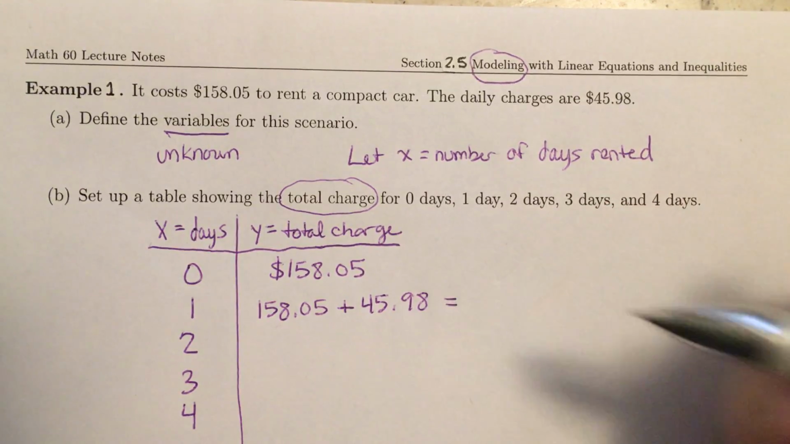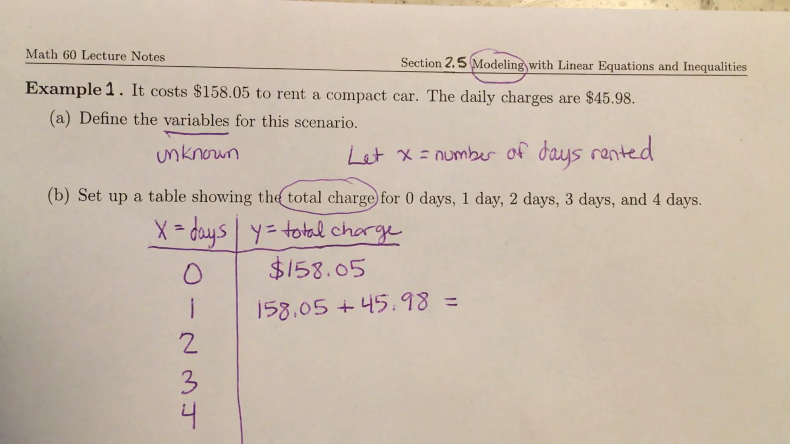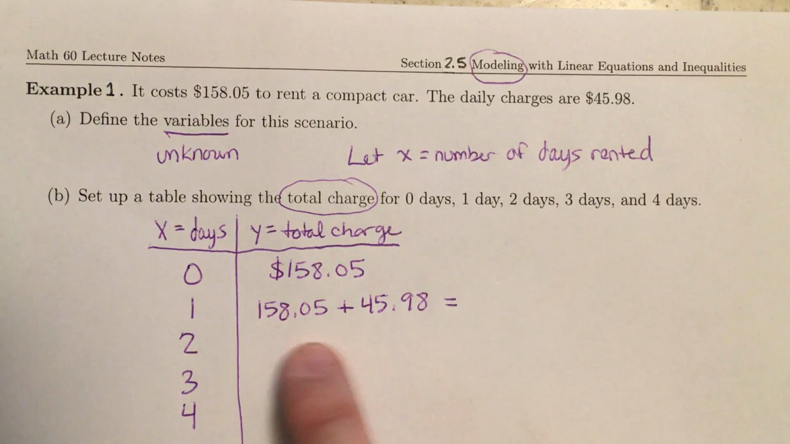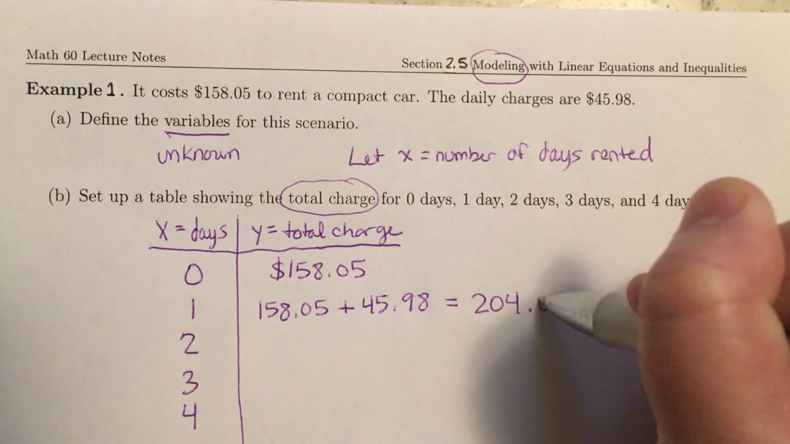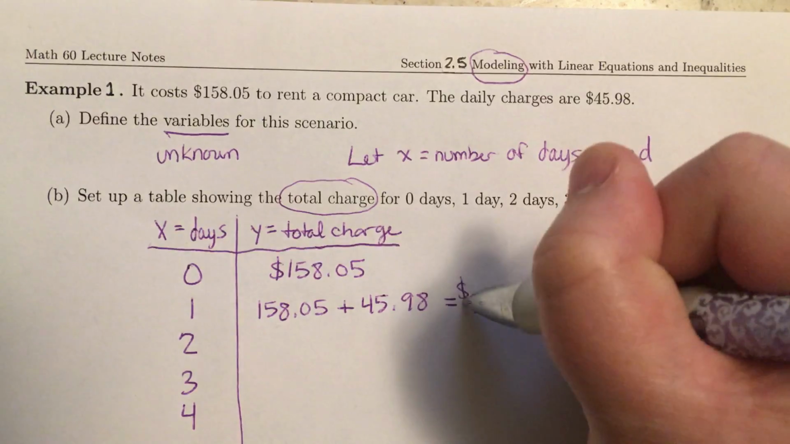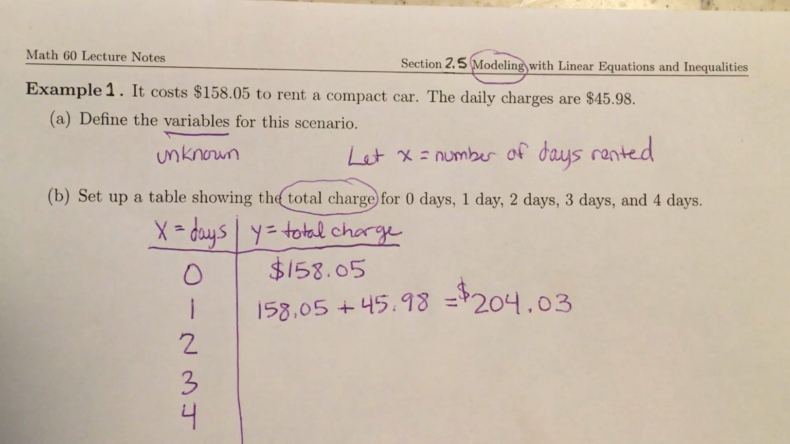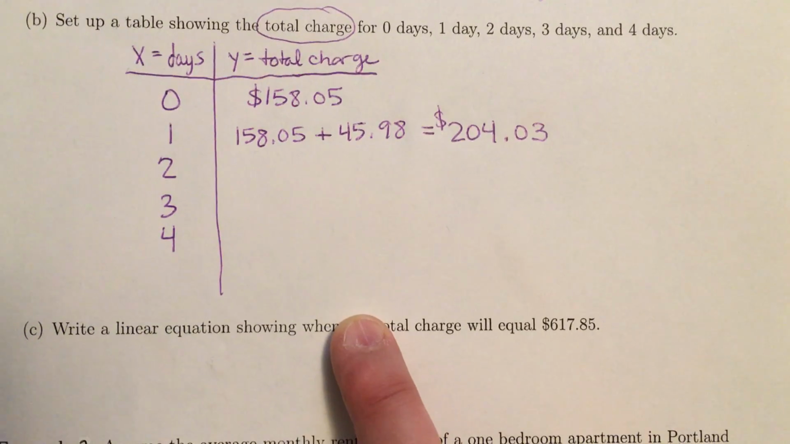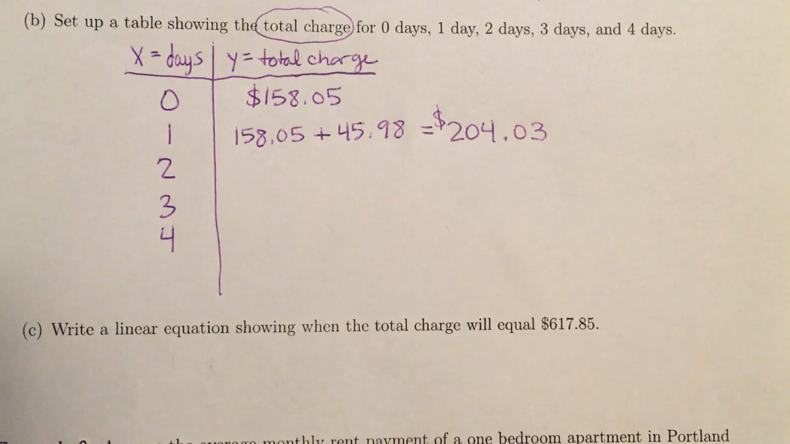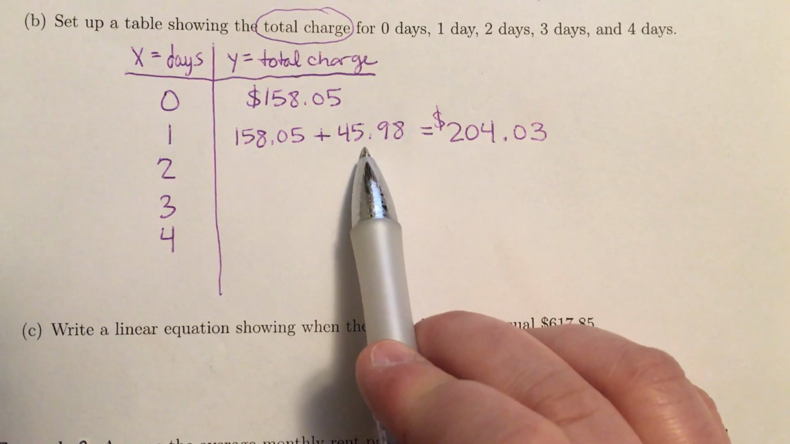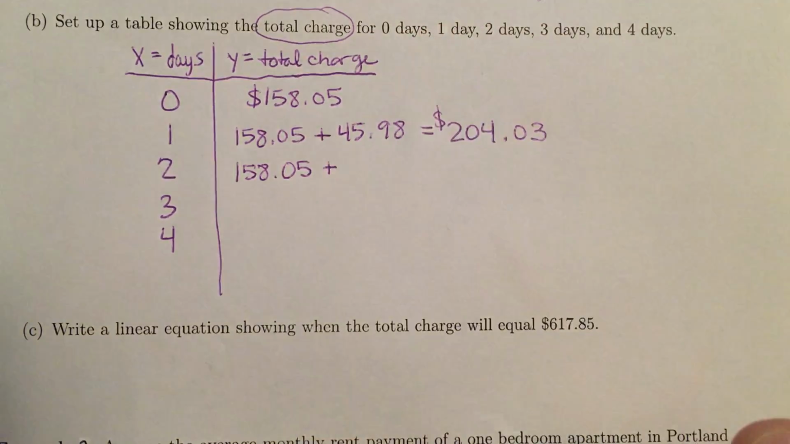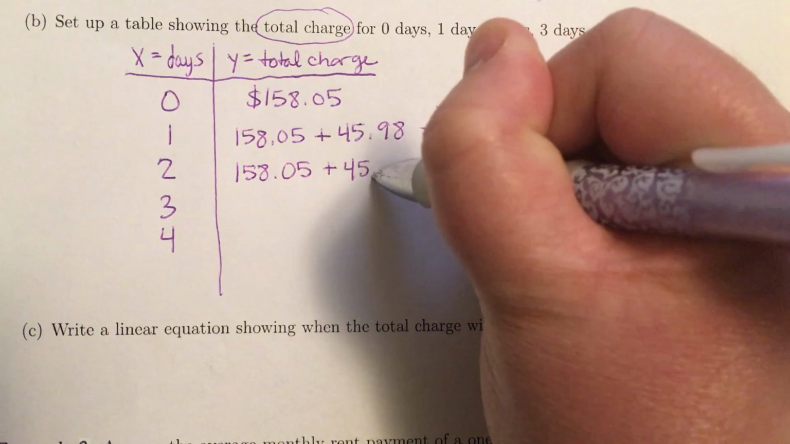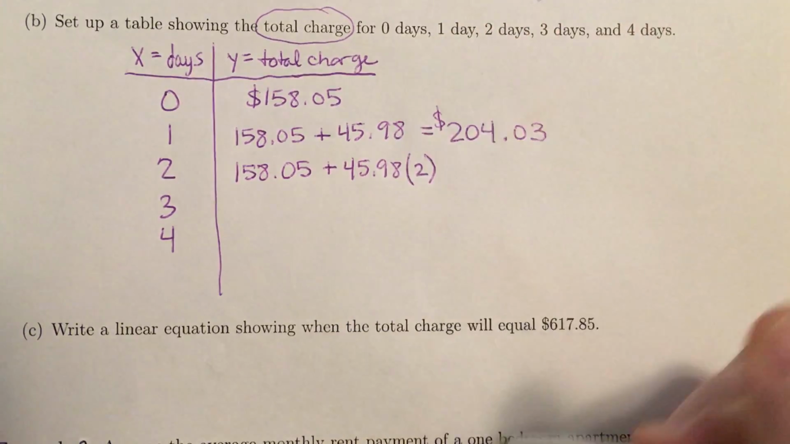$45.98. And in these problems, you can definitely use a calculator. We're going to see some pretty complicated numbers because these are real life situations. So it is fine to just type this in a calculator. And when I did that earlier, I got $204.03. So that's the charge for one day. So now let's scoot this up and figure out, well, how do I do this for 2 days? And what's going to happen is that we'll have to add 2 of these daily charges. So I still get charged $158.05. That's not going to change. But now the $45.98 has to get multiplied by 2 days.